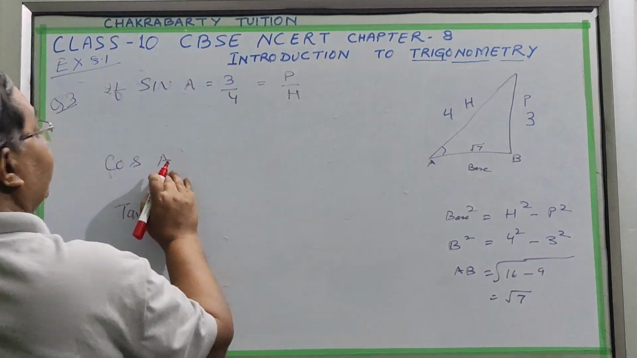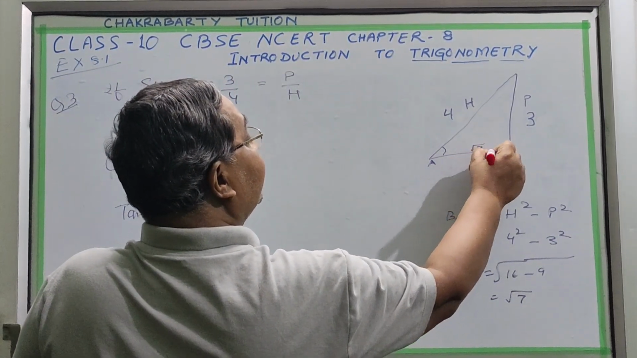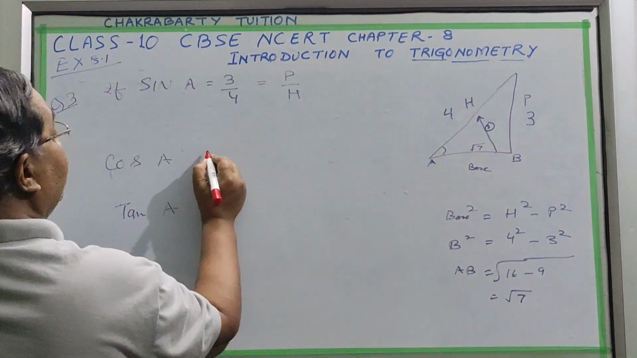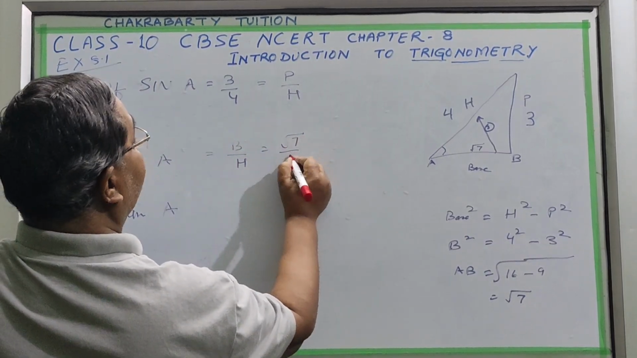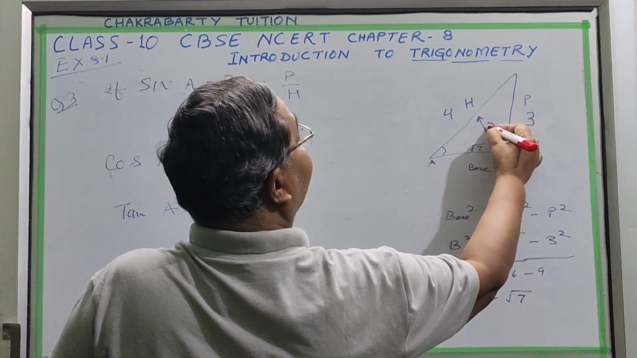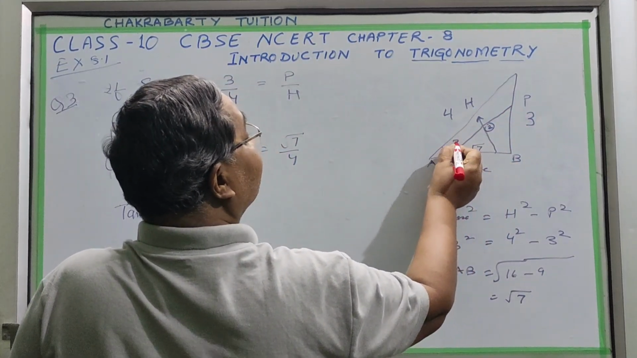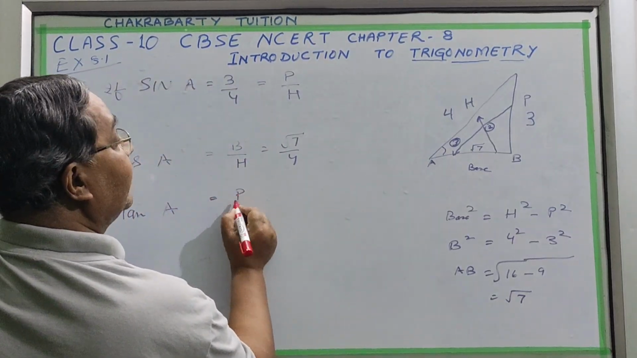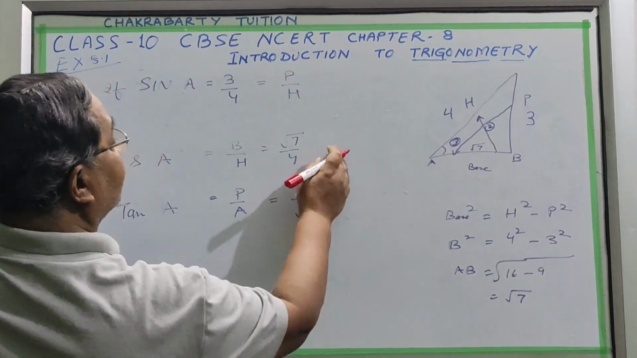Okay. Now we will find cos A. Cos A means the relationship between these two lines. That relationship number 2 you remember. So it is base upon H. So it will be root 7 upon 4. Now tan A. You remember the relationship tan A. So tan is the relationship between these two lines, the third relationship, P upon B. So P is 3 and B is under root 7. So these are your answers.